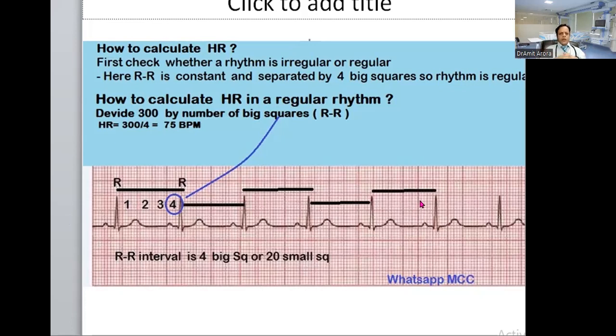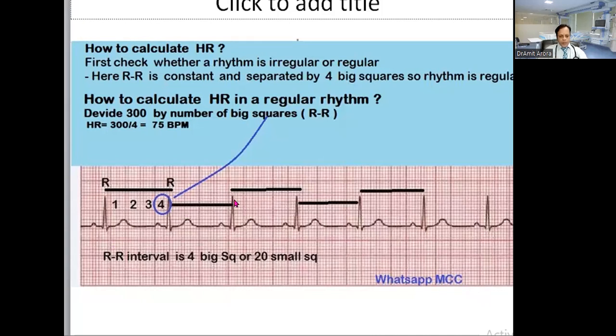So in regular rhythm, it's very easy. You have to calculate the number of big squares between 2 R waves. Here I have counted 1, 2, 3, 4. Sometimes it could be 3.5, so you can take it as 3.5 and calculate accordingly. So the number of big squares is 4, and you just divide 300 by it. 300 is a constant.